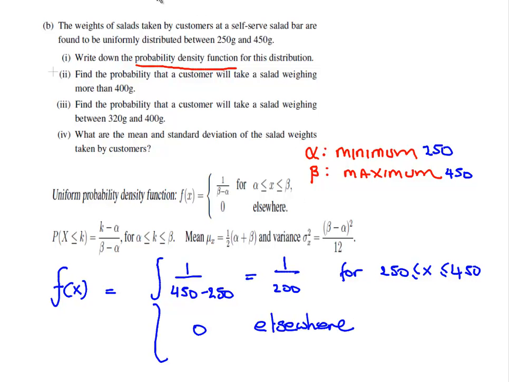So that one's straightforward enough. The thing is just to not be intimidated by phrases like probability density function, and to know what alpha and beta mean, the minimum and the maximum. So it's a straightforward enough question, really.